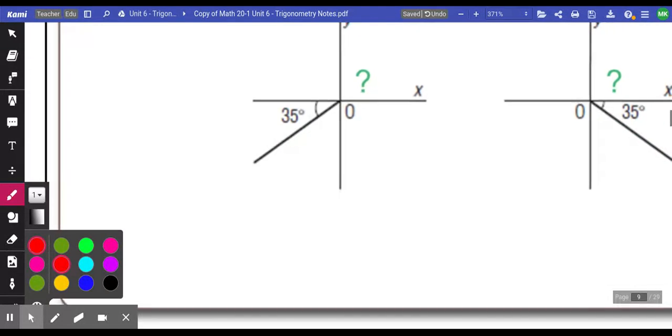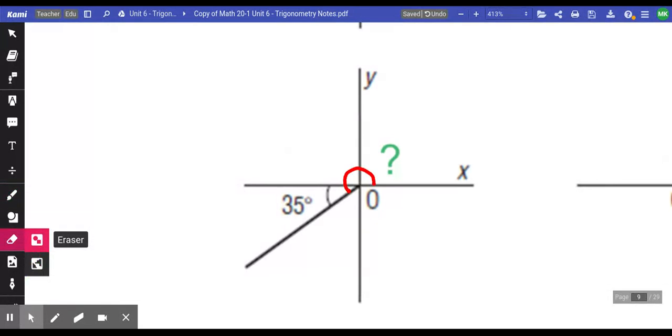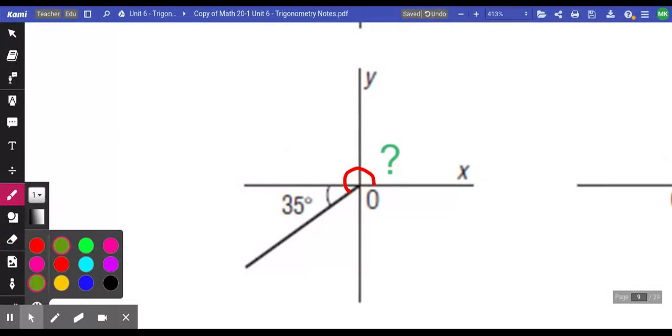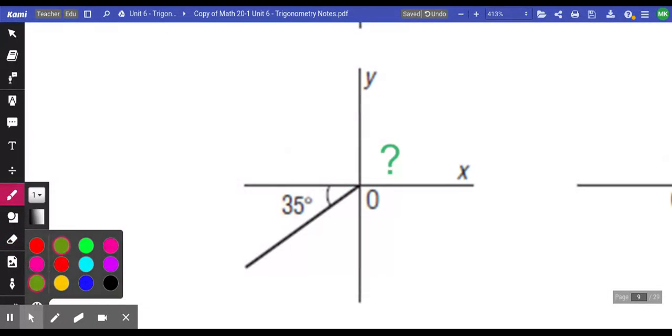If I want to find the standard position angle, first let's draw it. The standard position angle is from the positive x-axis counterclockwise until you hit the terminal arm. That red angle that I just drew is the standard position angle. To calculate that angle, you need to remember a few spots on your graph. The first thing you need to realize is that from this axis to this axis would be 90 degrees.